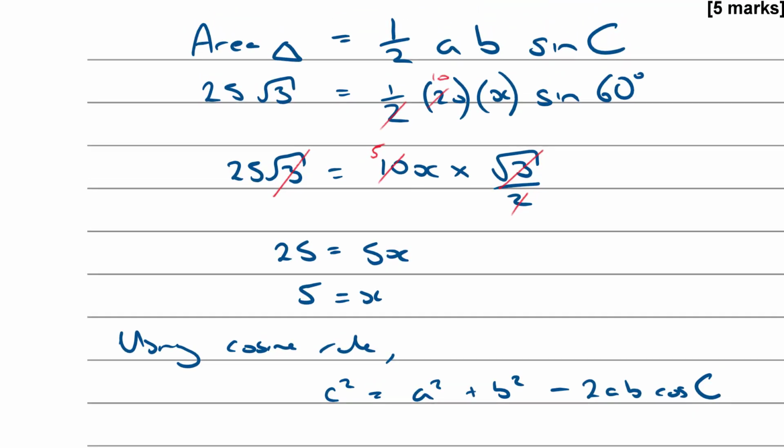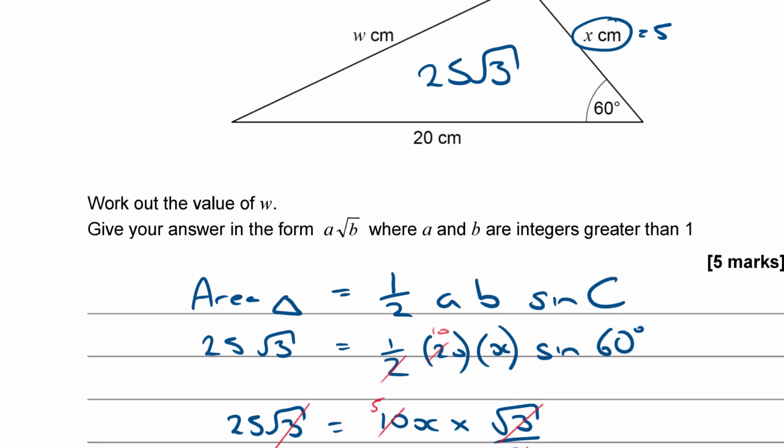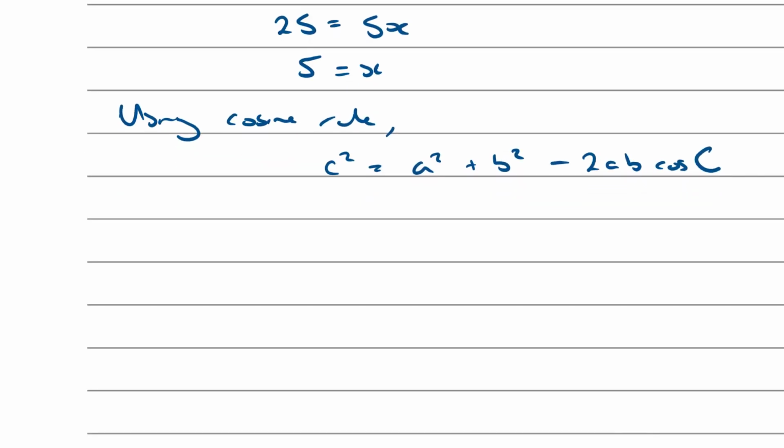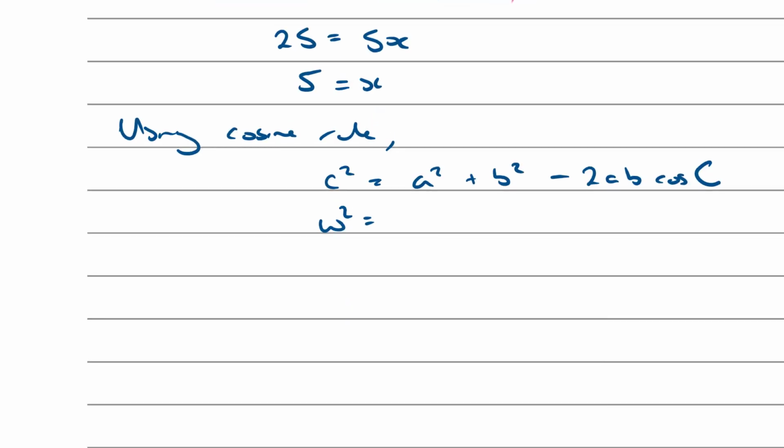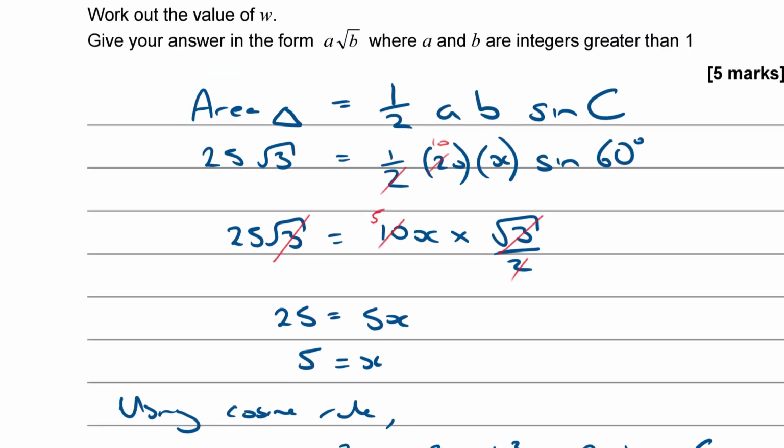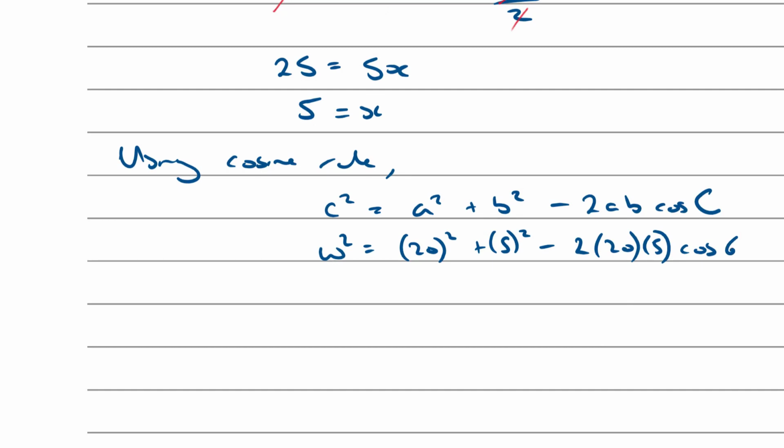So here, c is my w, isn't it? So w squared is my two sides that I know, which I now know are 5 and 20. So it's going to be 20 squared plus 5 squared minus 2 lots of 20 lots of 5 times the cos of the angle, which is 60. Okay, so let's see that through.